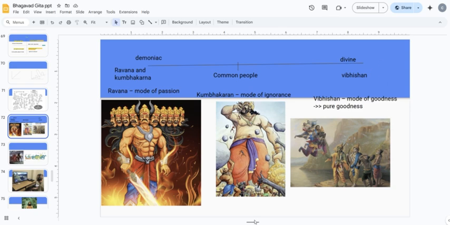Vijay, I had a question. On similar lines, can we say that the attachment that Karna had for Duryodhana is also in the mode of ignorance? That is true. That is in the mode of ignorance only.